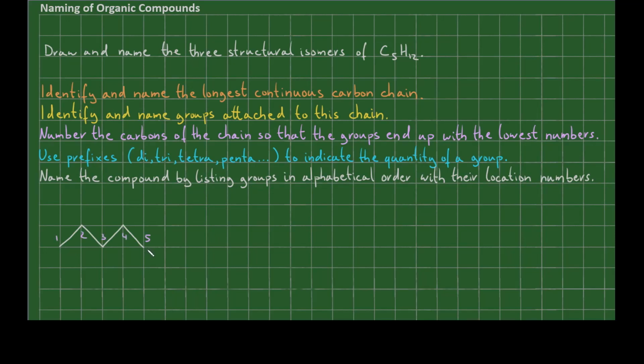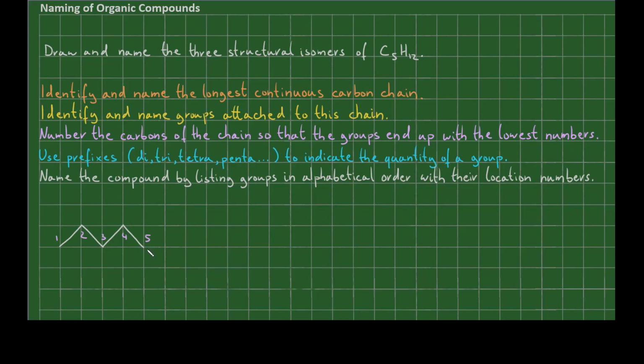I have the correct number of carbons, but do I have the correct number of hydrogens? Carbons 1 and 5 have 3 hydrogens attached to them, and carbons 2, 3 and 4 have 2 hydrogens attached to them. So everything checks out. 3 plus 2 plus 2 plus 2 plus 3 is 12. What is the name of this compound?